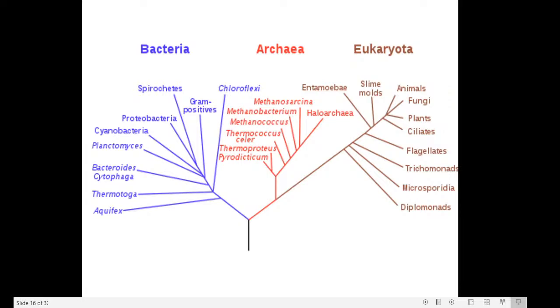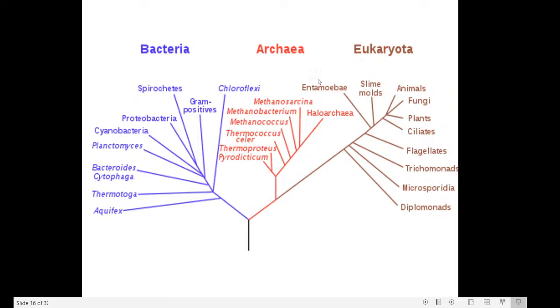And the archaea have different groups. Here we can see pyrodictium, thermoproteus, thermococcus celer, methanococcus, methanobacterium, methanosarcina, halophiles. These are the kingdoms in the archaea family.